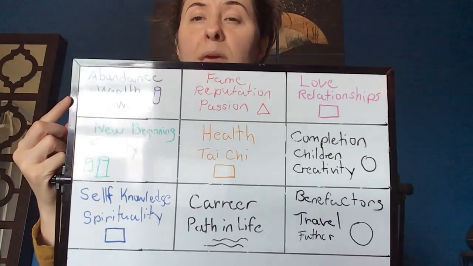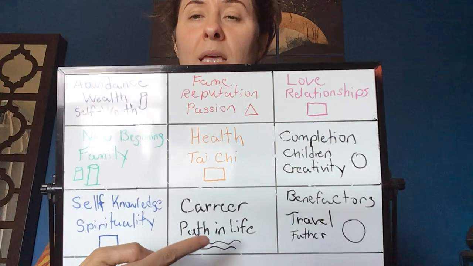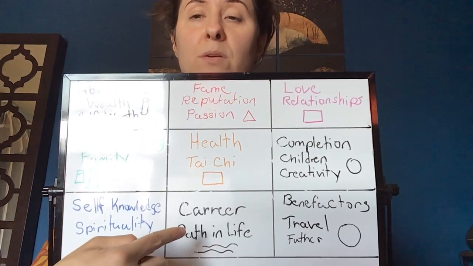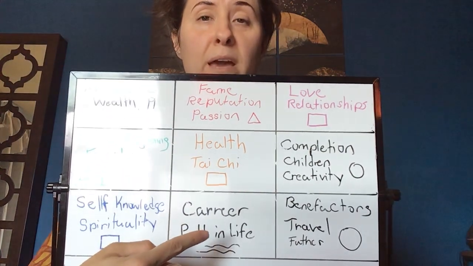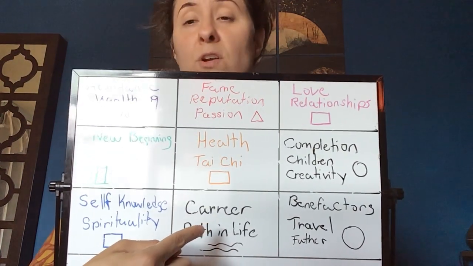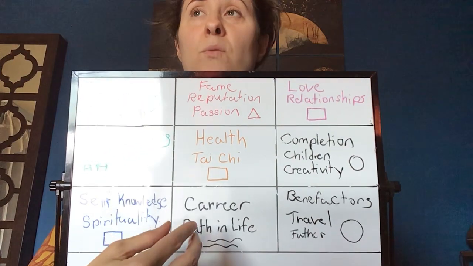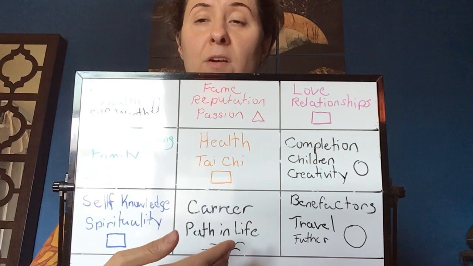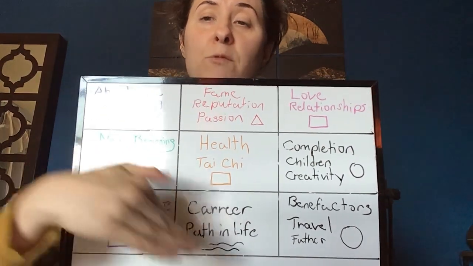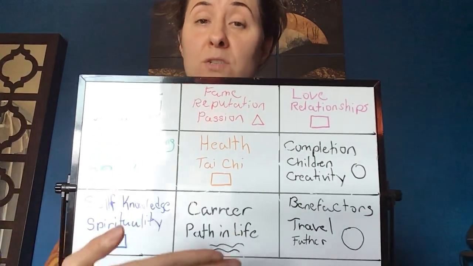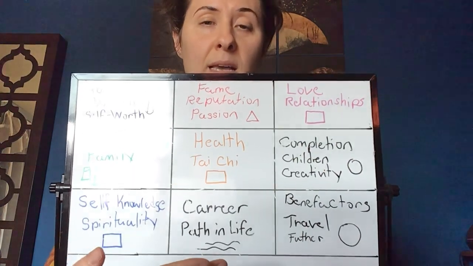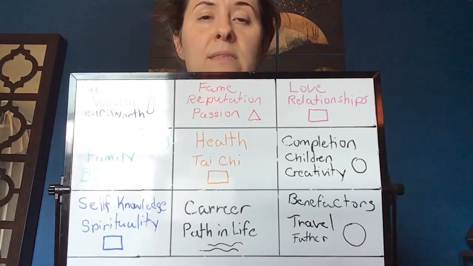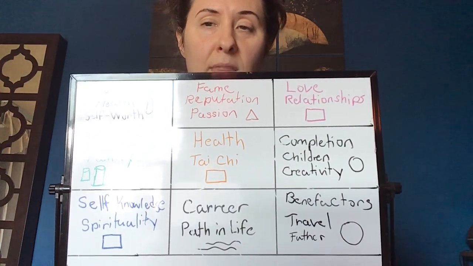Okay, so now we will move on to career path in life. This is really all about how you walk through life. It's about advancing your career. It's about being connected with your true purpose. The color associated with this area is black. It has that wavy shape, which is connected to the water element. It's correlated with the number 1. And I think that is everything there.